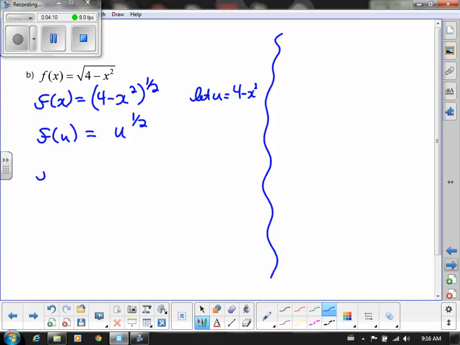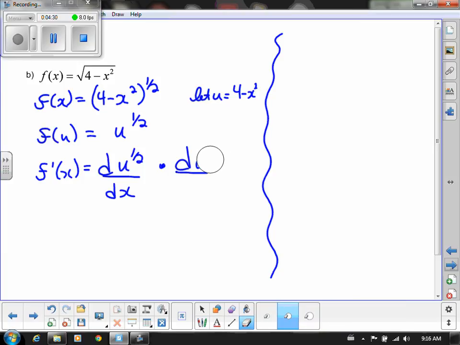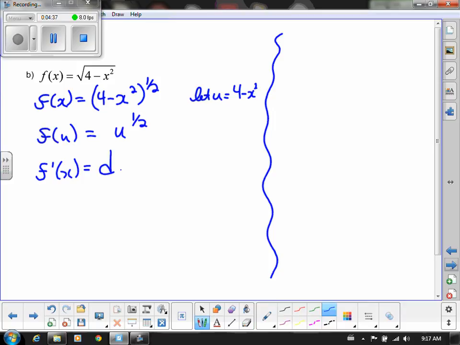And our derivative, f prime of x, because that's our ultimate goal, is to have it in terms of x. So I'm going to take the derivative of u to the half with respect to u, multiplied by the derivative of u with respect to x. Let me fix this. The wrong notation there. So I have the derivative of f of u with respect to u times the derivative of u with respect to x. So now I'm actually going to plug in the function.